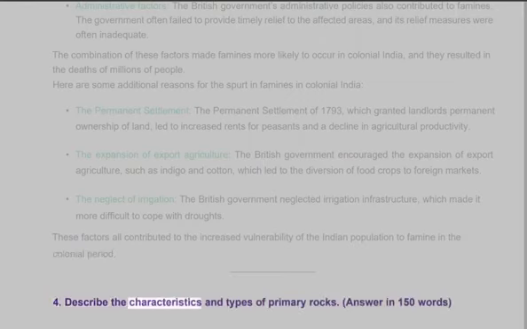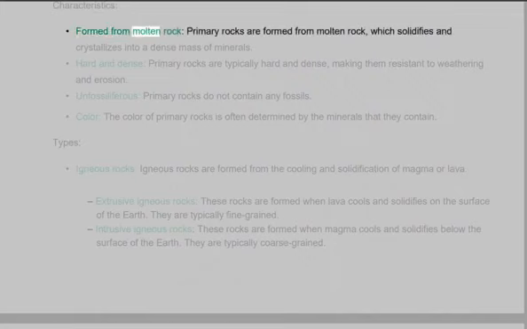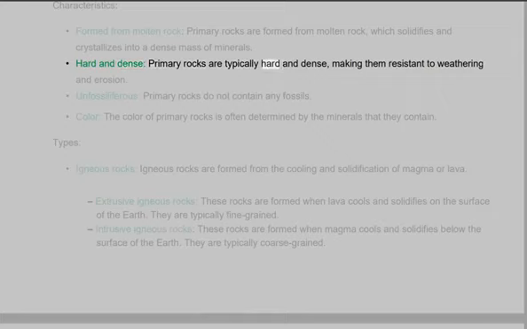4. Describe the characteristics and types of primary rocks. Answer in 150 words. Characteristics. Formed from molten rock. Primary rocks are formed from molten rock, which solidifies and crystallizes into a dense mass of minerals. Hard and dense. Primary rocks are typically hard and dense, making them resistant to weathering and erosion.